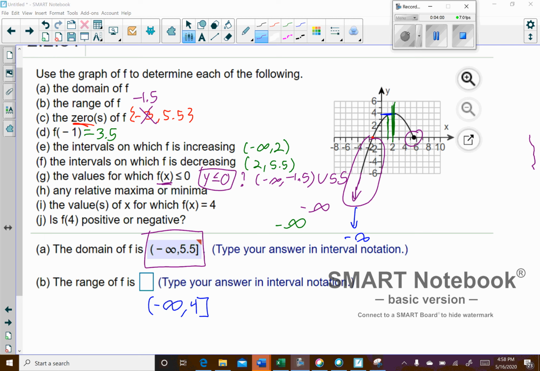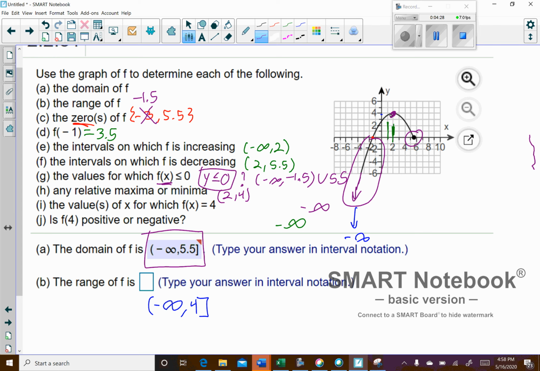Now the relative maxima or minima, we have one right here. Let me erase this so we can see this better. So right here, this is the highest point or the relative maximum point, right? And so that would be when x equals 2. So it might ask you for the ordered pair, so it'd be at 2, 4. So you'll just have to see.